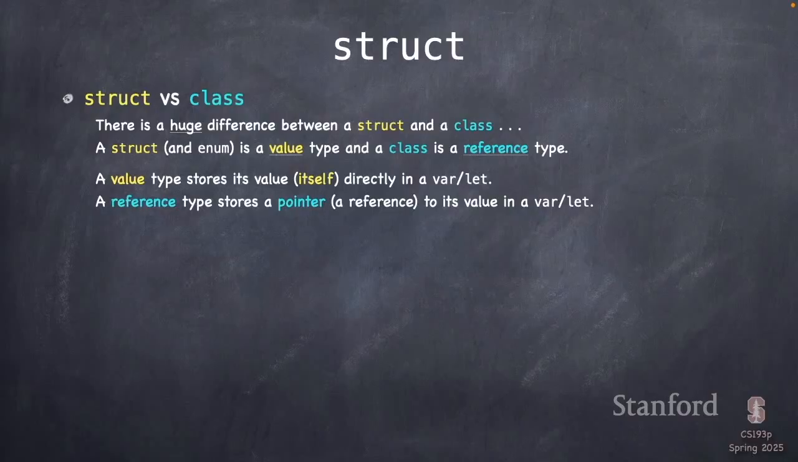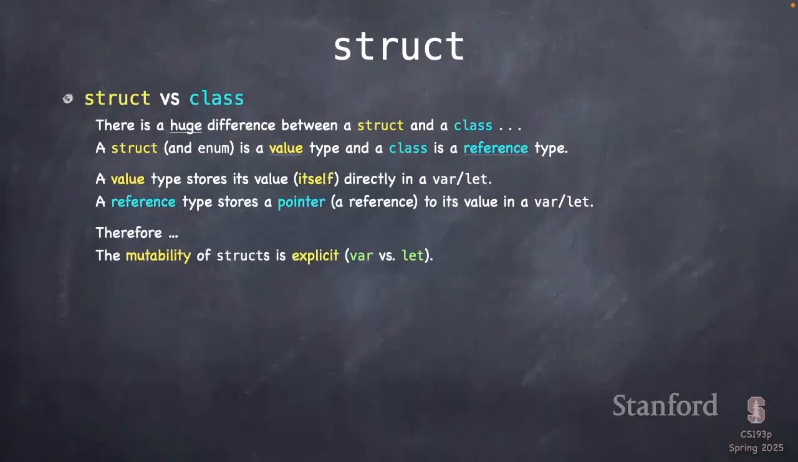So that var or let just has a pointer in there, and the actual data for the class is off in the heap somewhere. In other languages, they have garbage collection or stuff to keep track of it. We don't have garbage collection in Swift. We have something called automatic reference counting, which is a little more predictable than garbage collection. But the point is it's stored somewhere else. It's not actually stored in the var or let.